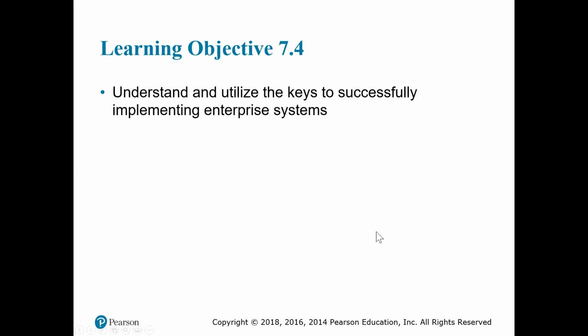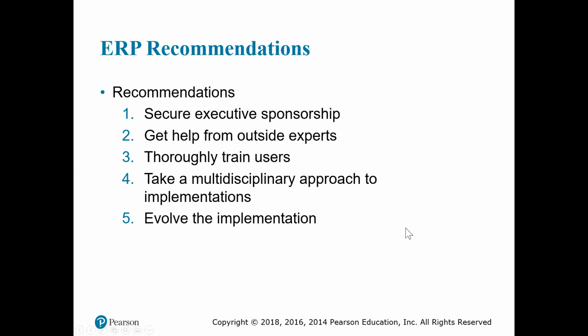So let's look at the keys to successfully implementing enterprise systems. ERP installation is a complex and involved process. It needs top-level support in the form of active executive sponsorship. The lack of executive support is believed to be the primary reason ERP installations fail. Beyond executive sponsorship, hiring experts who know how to implement an ERP system is very beneficial.